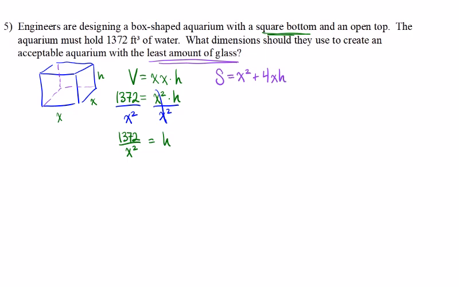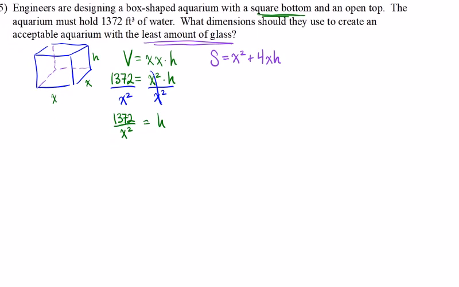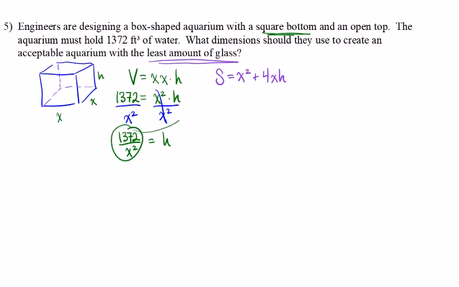And remember that what we want to do is get this into one variable. So that's why earlier we did this, right? Because now we can take that value and input it here. Okay, so that's what we're going to do next. So it's going to be s equals x squared plus 4x, and I'm going to put in 1372 over x squared here. All right, and then what happens now when we simplify here is one of those x's and this x cancel out, and so we end up with s.